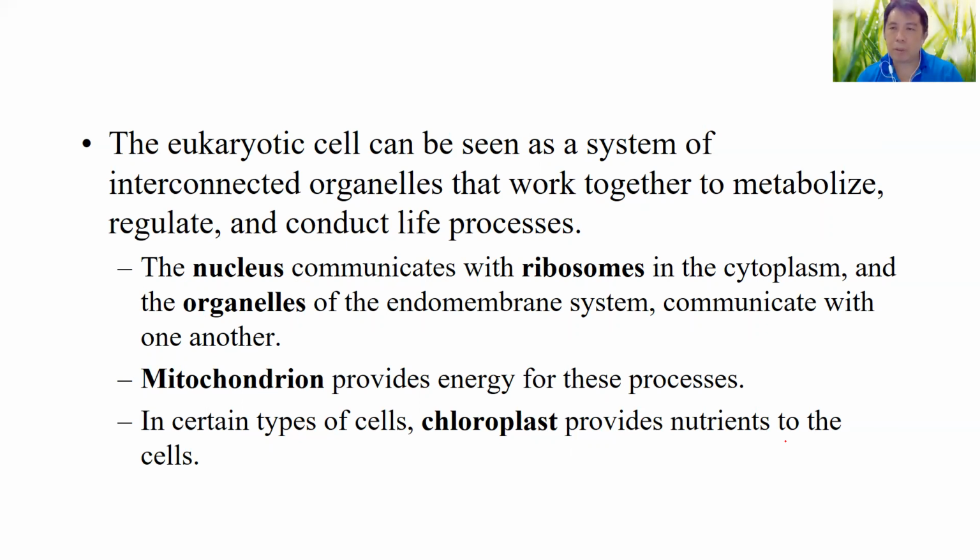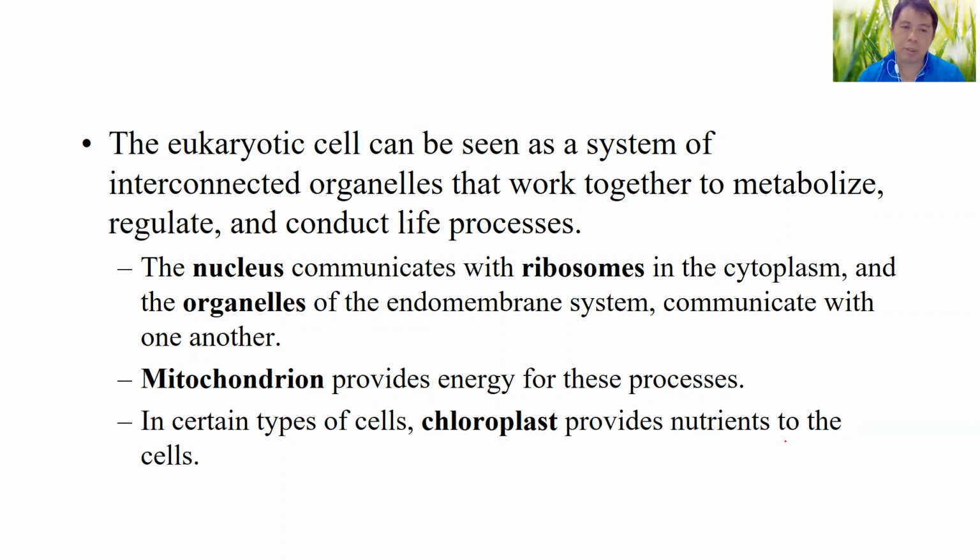So that means they are related, from the nucleus, endoplasmic reticulum, Golgi apparatus, lysosome, and then the plasma membrane. These organelles are found in the endomembrane system, and they communicate with each other. Then mitochondria provide energy for these processes. Mitochondria undergo aerobic respiration, so they produce ATP. The ATP will be used to provide the energy for the biochemical reactions.